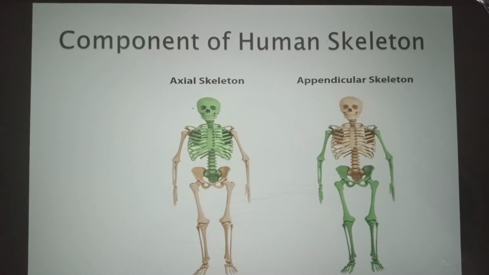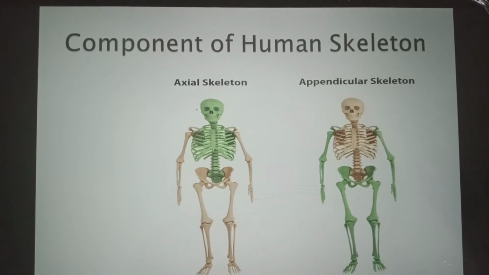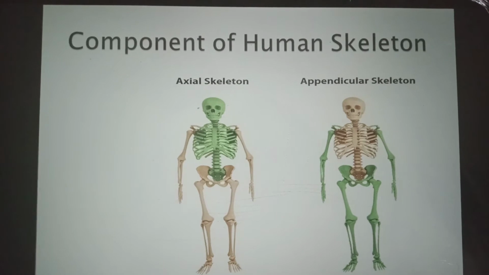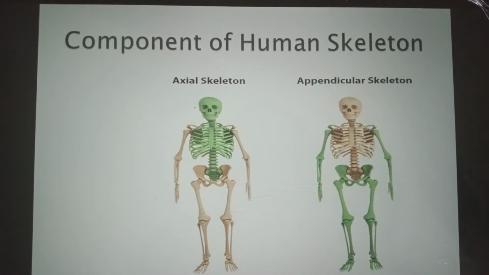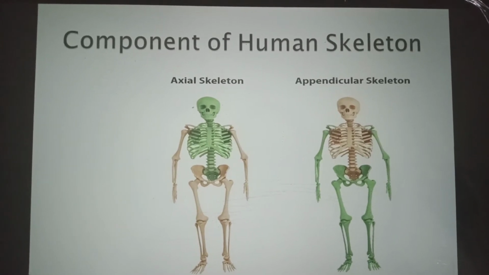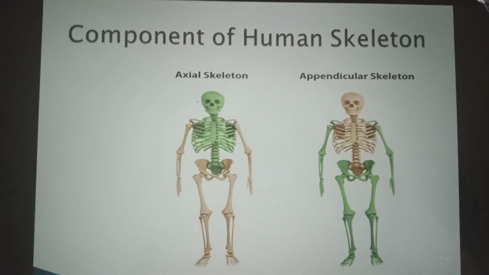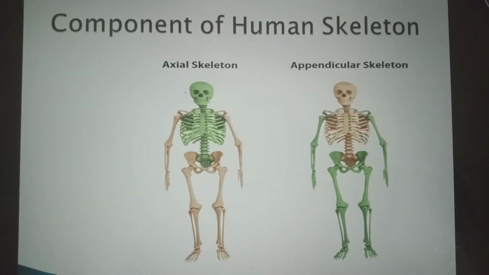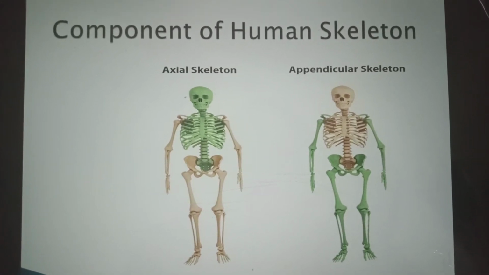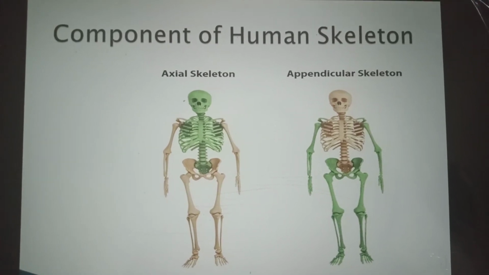The next one is components of the human skeleton. The first one is the axial skeleton and the second one is the appendicular skeleton. The 206 bones in the adult human skeleton are organized into a longitudinal axial skeleton to which the appendicular skeleton is attached. The axial skeleton consists of the 80 bones in the head and trunk of the body.